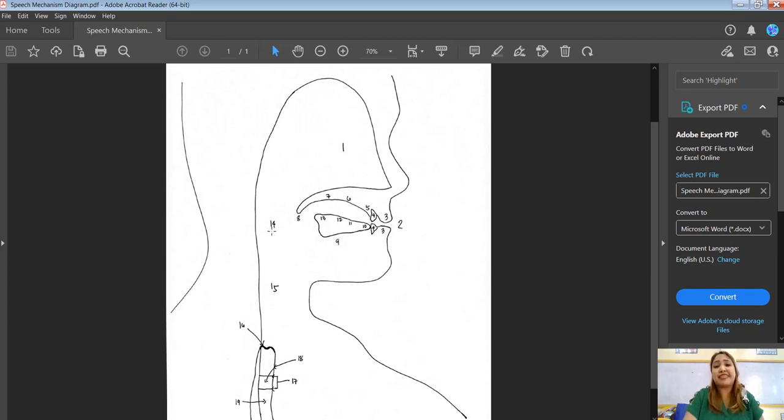Of course, this is the passage from your mouth going to your nasal cavity. Number 15 is pharynx, or your throat. Number 16 is what we call the epiglottis. So the spelling is E-P-I-G-L-O-T-T-I-S. Epiglottis. So epiglottis actually is a covering of your larynx.